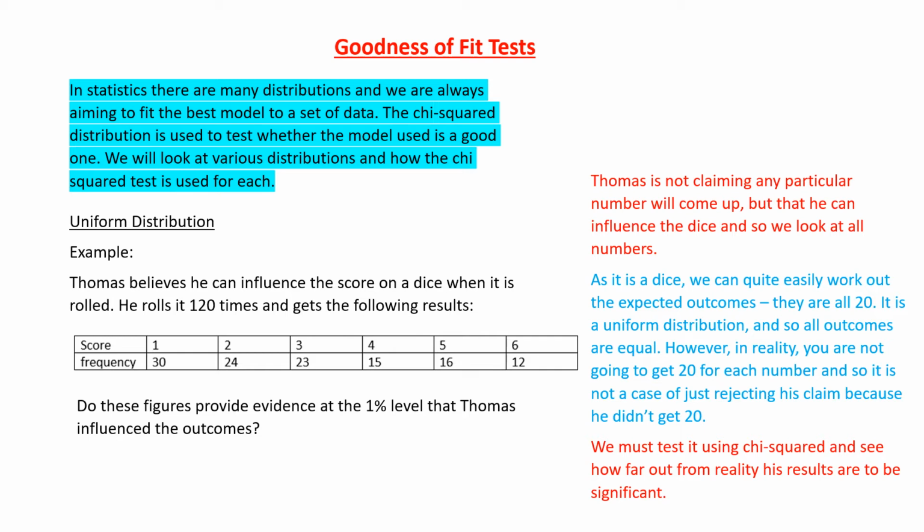And as it's a dice, we can easily work out the expected outcomes because it's a uniform distribution. There are 6 possible outcomes. It's thrown 120 times. So therefore, I would expect to get each of those numbers 20 times. And as I've said there, you can't just reject or accept based on whether by eye your values match. You have to carry out the test to see if it's significant or not.